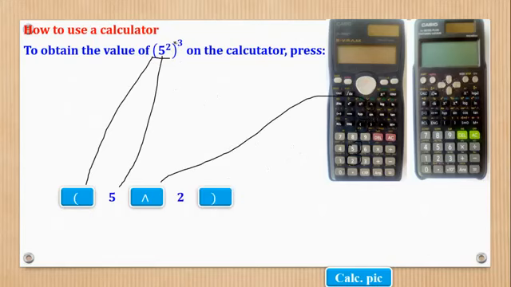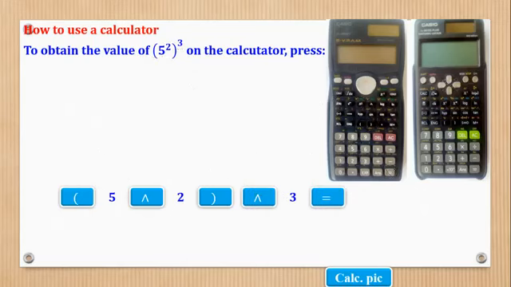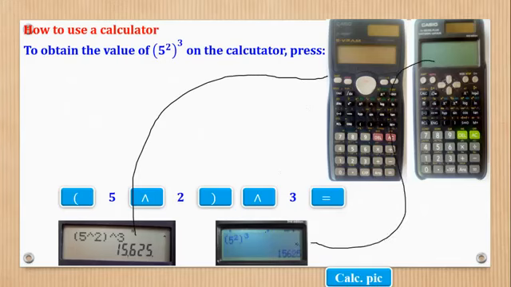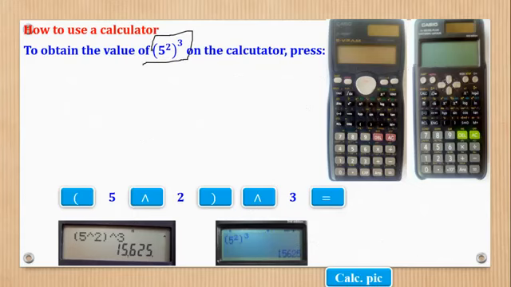then we need another power of 3, so we're going to press again this power symbol, then followed by a 3, and then we press an equal sign to get the answer. So when we press an equal sign, we shall come up with this. So this is what you will see on this screen, but if you have such a calculator, then this is what you will see. So that is how they press indices on calculators. We use this symbol, and it is found here.